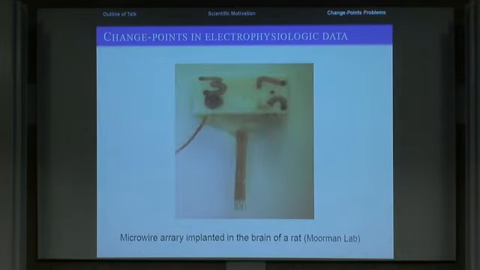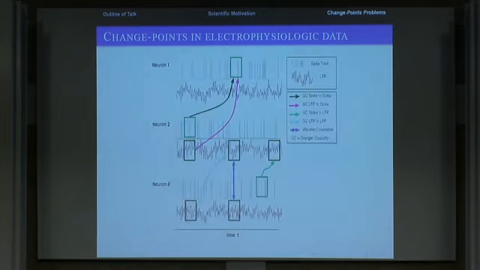So again, here is a picture of the microwire array implanted in the brain of a rat. David Moorman actually does the surgical incisions himself. Okay. So here is a picture of what we would like to do. For example, here is neuron 1. There's a sequence of ones and zeros, spike or no spike, and we also have an LFP recording that's believed to be mostly associated with neuron 1.